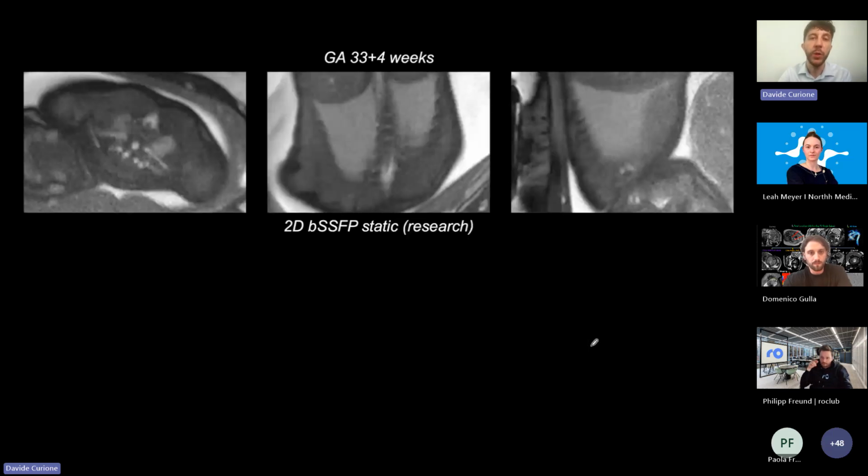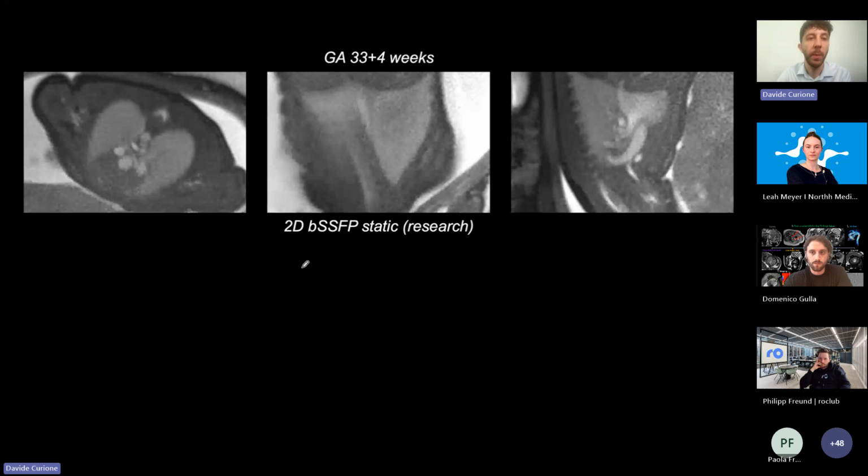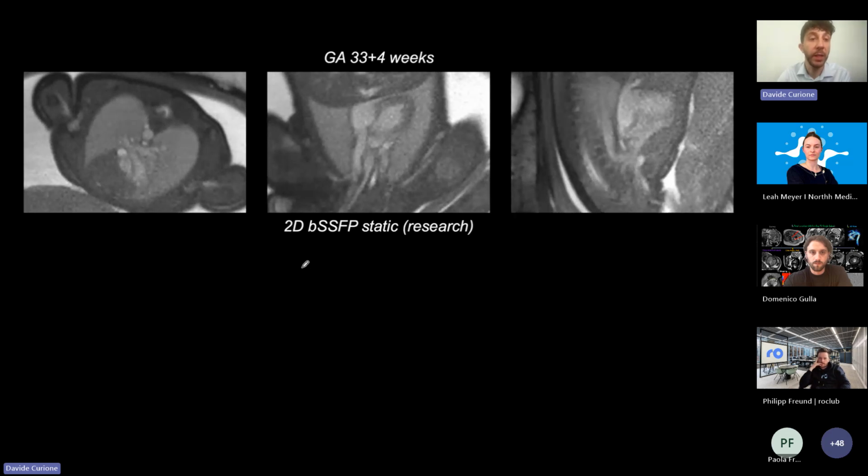And this is what we currently do in our routine. We mainly use the research sequences for their static images in multiple planes.